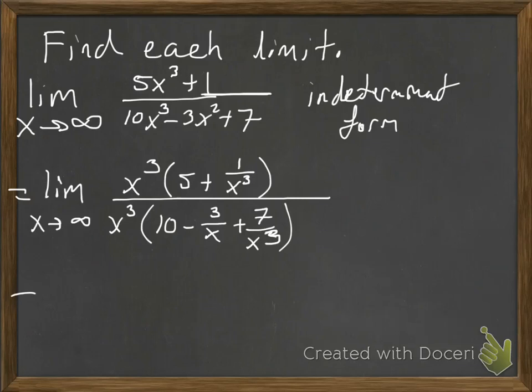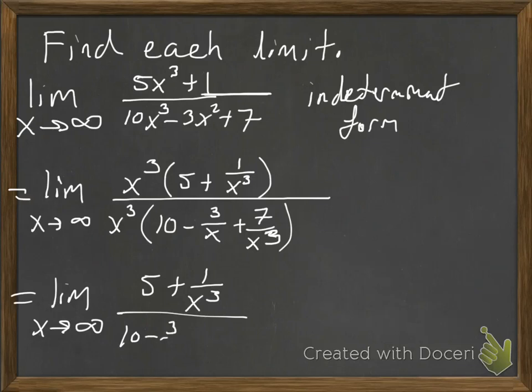And now we're going to use that factor or result that if it's like some constant over an x to some positive rational power, then as x goes to infinity, that's going to go to 0. Okay. So limit as x goes to infinity, the x cubes divide out, and you have 5 plus 1 over x cubed divided by 10 minus 3 over x plus 7 over x cubed.